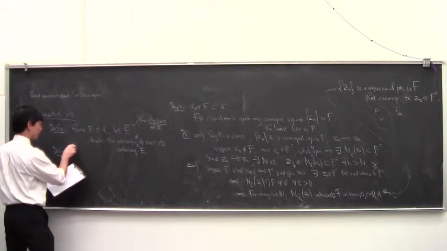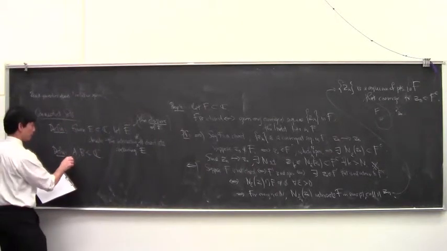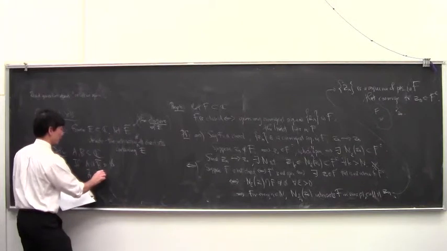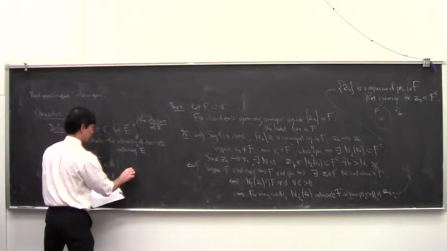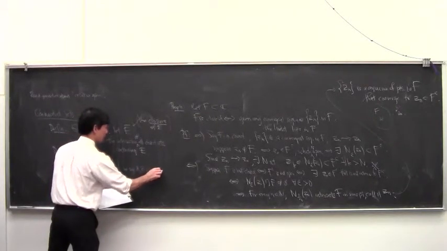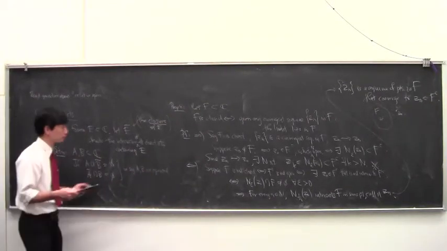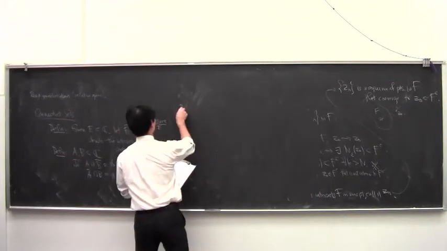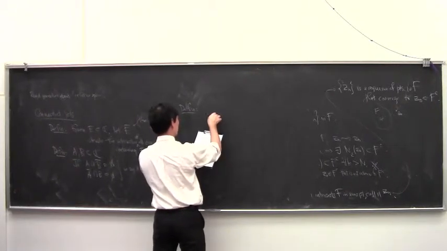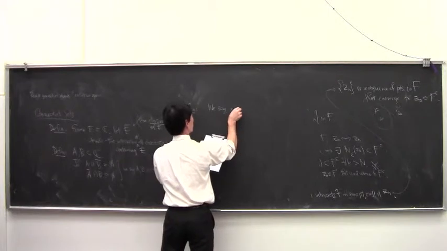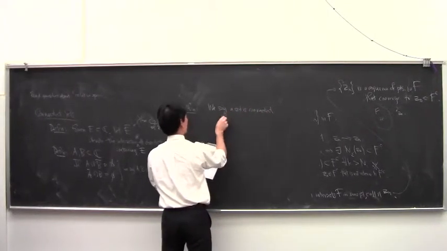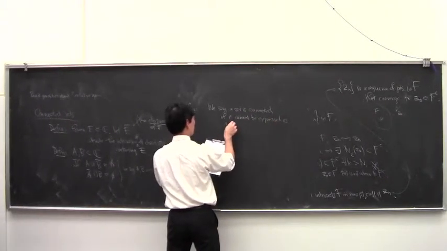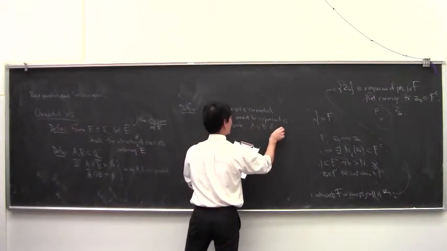Second definition, let A and B be subsets of C. If A intersect B closure is empty, and A closure intersect B is empty, then we say A and B are separated. Okay. This gives us the definition for connected sets. We say a set is connected if it cannot be expressed as a union of separated sets.